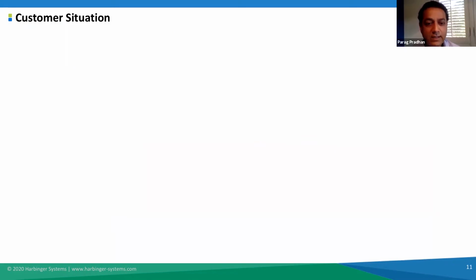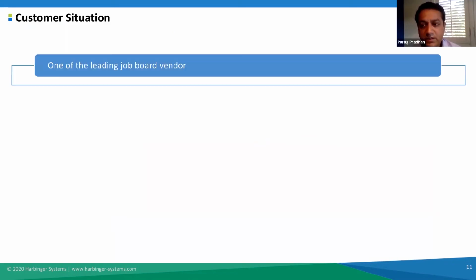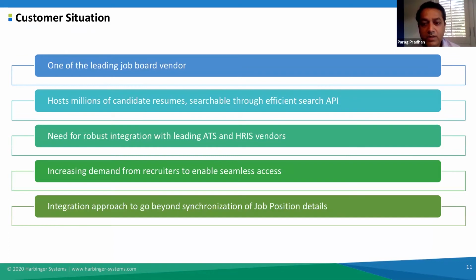Great. Thank you, Maheshkumar. So let's take a quick look at the customer situation that Monster faced when they approached us. As you know, it's one of the leading job board vendors. It hosts millions of candidate resumes that are searchable through an efficient search API. There was a need for robust integration with leading ATS and HRIS vendors for the very reason that Jesse mentioned. There was an increasing demand from recruiters to enable seamless access and proactive searchability. And then the integration approach was to go beyond synchronization of job positions and really bring in easy apply as well as candidate search for recruiters.